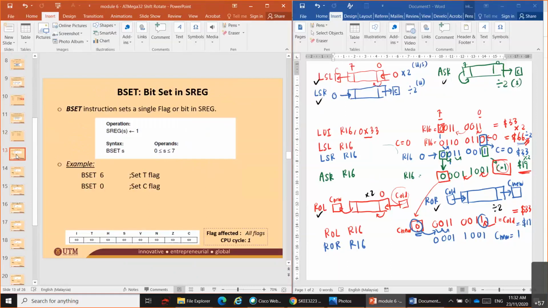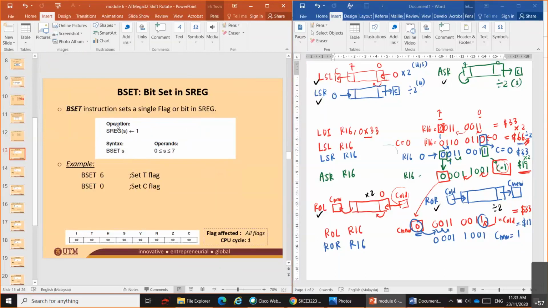Okay, next we're going to see the BSET. The BSET instruction is used to set a single flag or a bit in your status register. This is the operation, and this is the syntax. BSET s, where s is the location of your bit. If you put 0, it means it belongs to bit 0. If you put 1, it belongs to bit 1. If you put BSET 7, it means it belongs to bit 7.